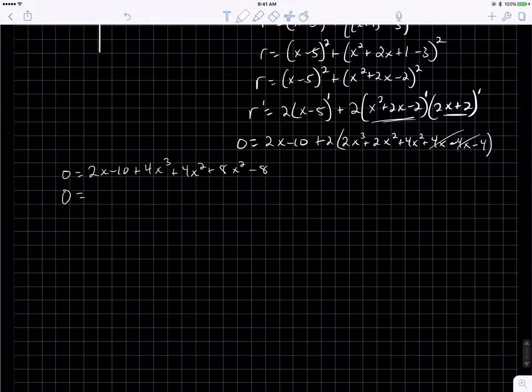So now if we collect like terms, I got 4x cubed. Now we'll do squares. I got 4 plus 8. Then we'll do the x's. It looks like I have plus 2x. Then the constants look like negative 18. There's a common factor there of at least 2.